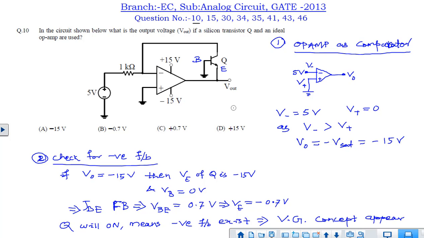So transistor Q will be on, that means negative feedback will exist. Once Q is on, current will flow and there will be negative feedback. Because of the negative feedback, we can apply the virtual ground concept, that is, the potential here will be the same as this potential, so it will become zero potential at both the inverting and non-inverting terminals. So the output voltage is nothing but the same as the emitter voltage, that is minus 0.7 volt. So the output voltage will be minus 0.7 volt, hence B is the correct answer.